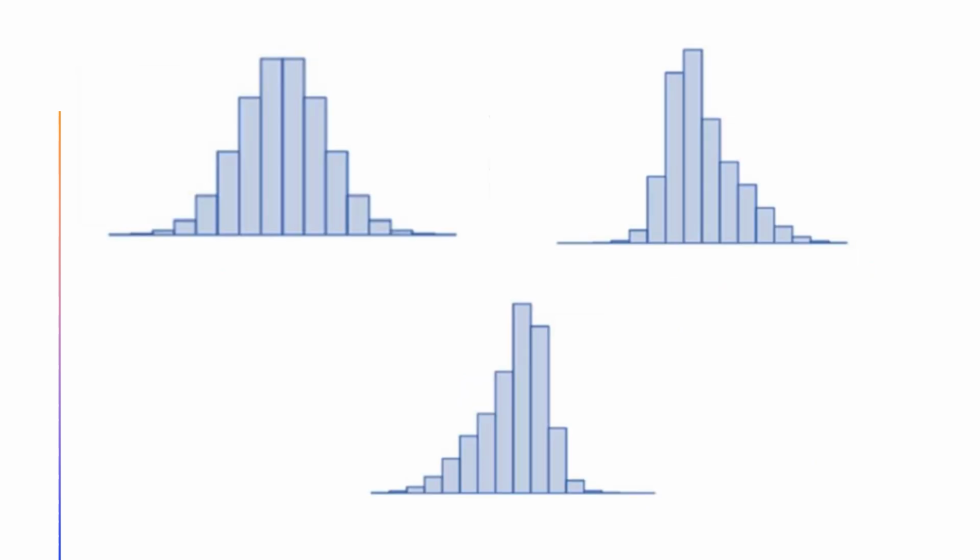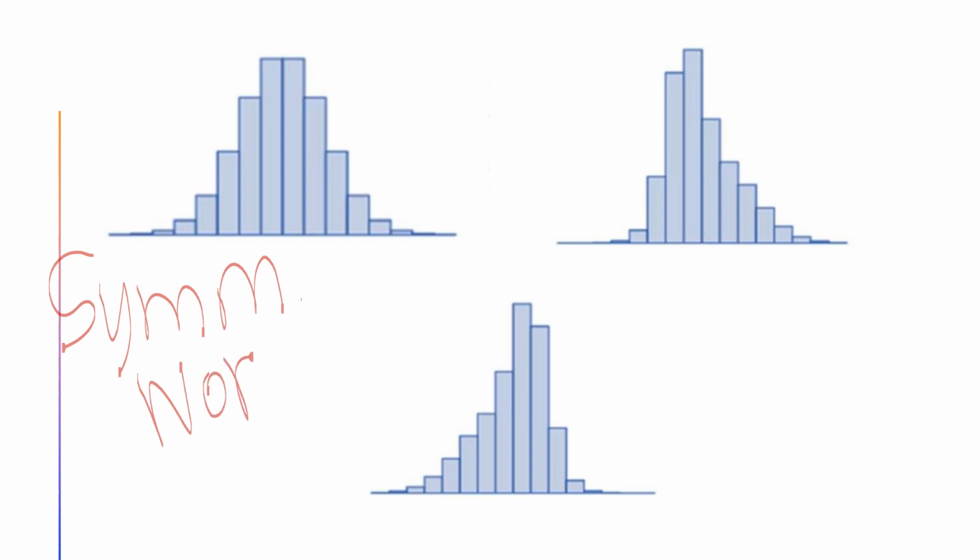Right, here's some more examples. Looking at the top left, what type of distribution is that? That is the normal distribution, the symmetric normal distribution. What about on the top right? Is that uniform? Is it symmetric? Is it normal? Is it skewed left, or is it skewed right? The peak is on the left, so it's skewed right.